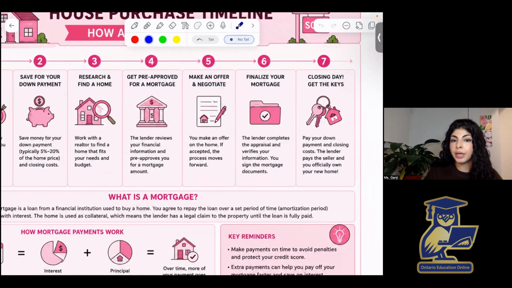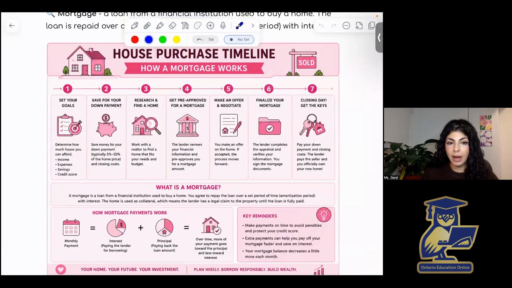Then you finalize your mortgage, which means that the lender, which is typically the bank, completes your appraisal, verifies all your information, and they sign off on the mortgage. And on the closing day, you pay your down payment and any closing costs, any extra fees that you might have to pay, and the bank automatically sends the money to the seller to complete the transaction for your house, and you have purchased a house.